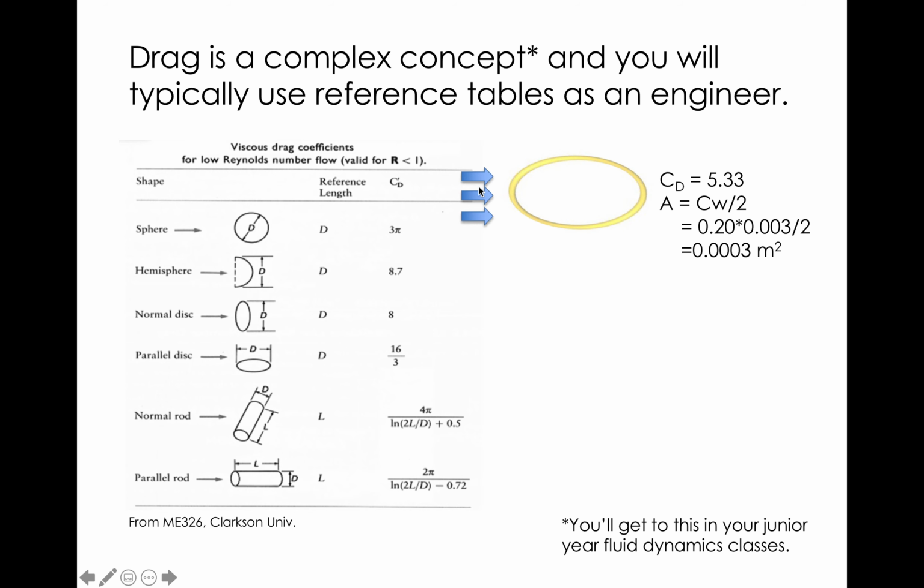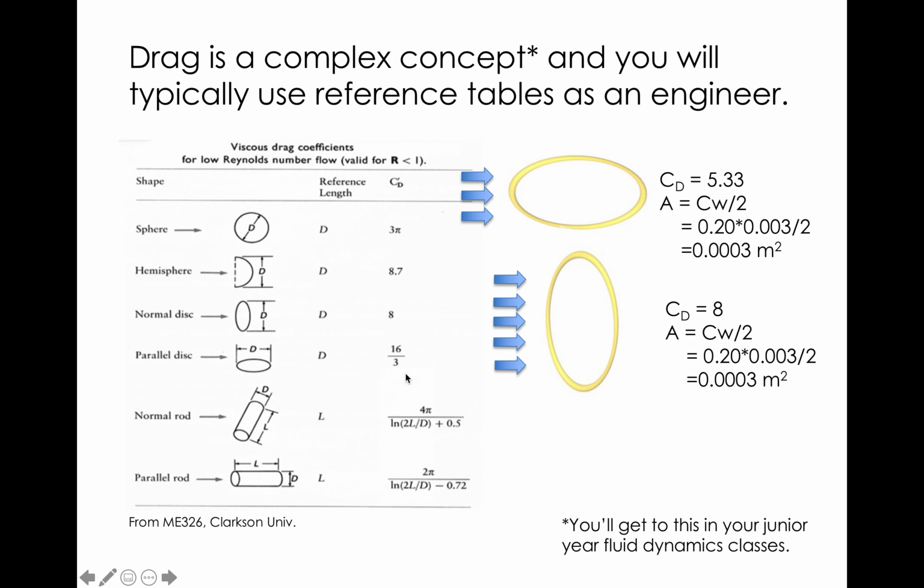A rubber band flying through space would experience air coming up against it, right? In this direction, in this shape of the profile. So CD would be, in this case, more of a parallel disk: 16 divided by 3 is 5.33. The effective area would be the circumference divided by 2, which would give me the length, times the width, the depth into the page, which would be about 0.003 square meters.